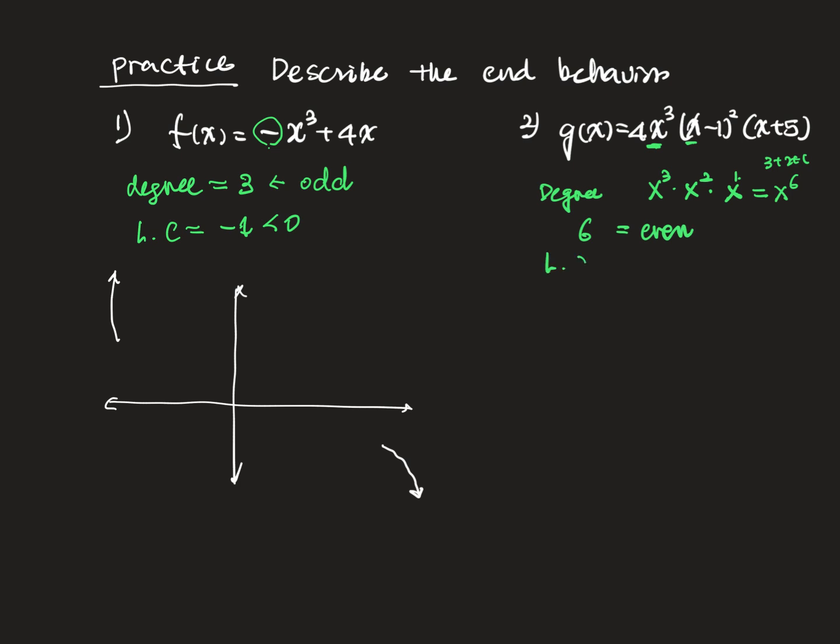Okay? Leading coefficient: the number is right there. That's going to be 4, that's positive. So let's just sketch it. We are not sure about the middle yet, but for end behavior, the leading coefficient is positive right here, so go up on the right. For even degree, the left side also goes up. That's how you figure out the end behavior, guys. Remember the leading coefficient and the degree. That's how to figure out the end behavior of a polynomial function.